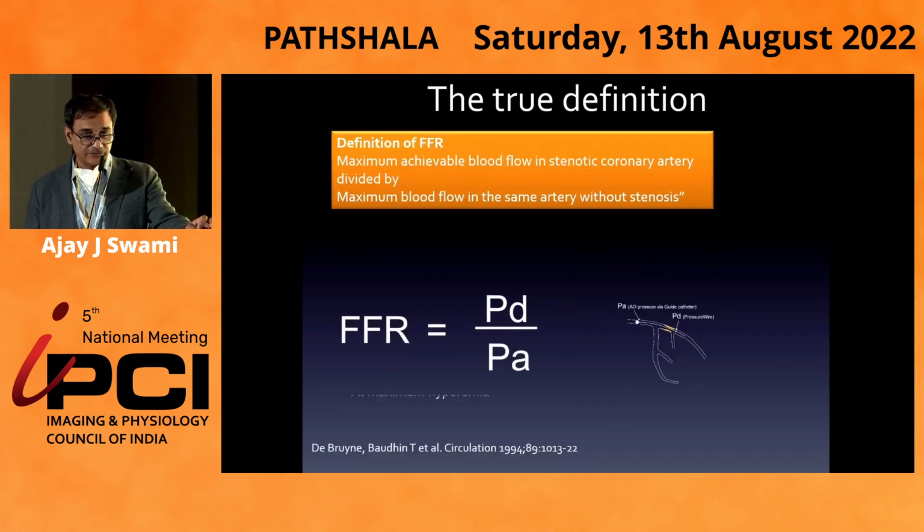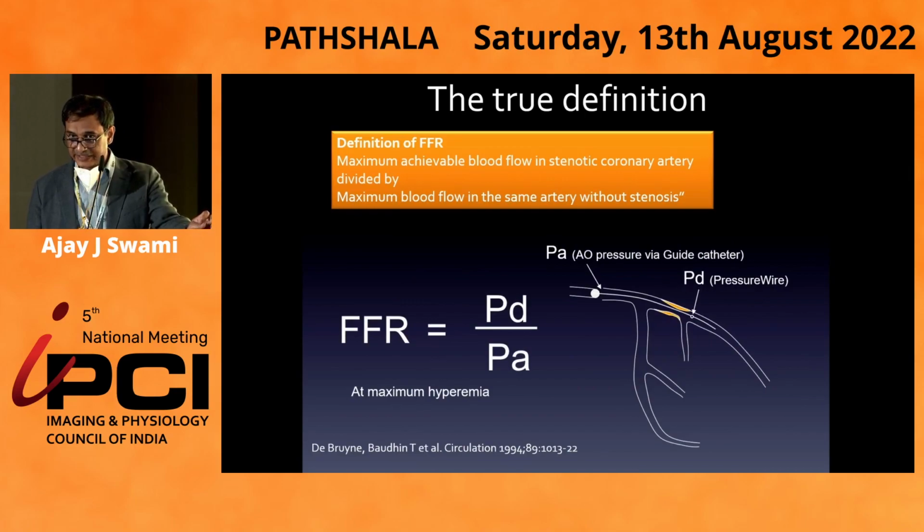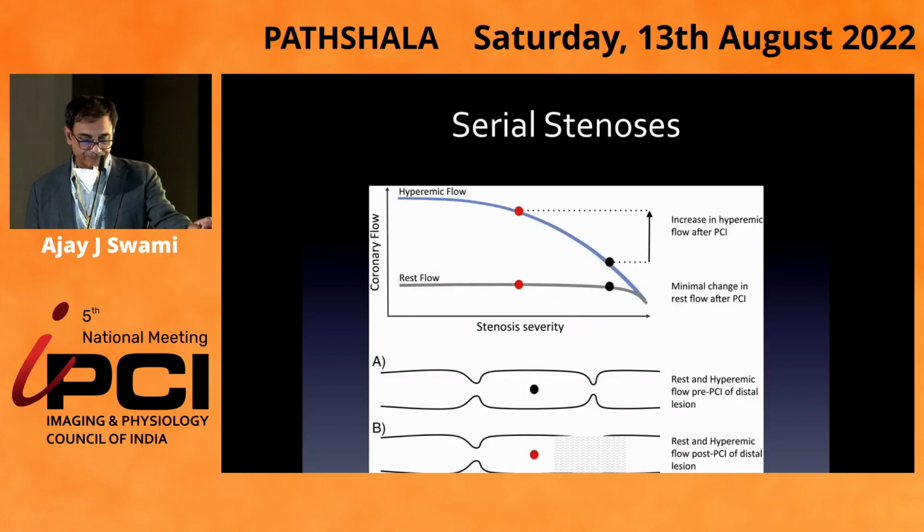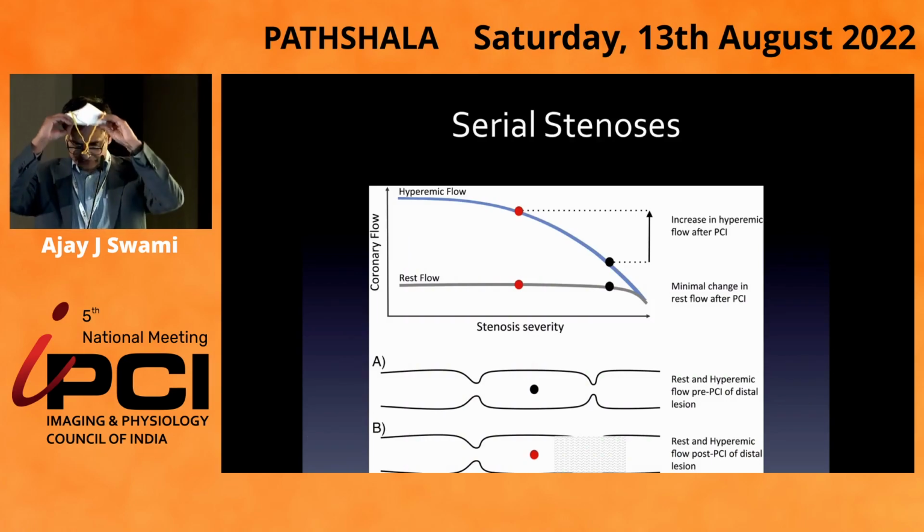The true definition of fractional flow reserve that has emerged as the gatekeeper for the performance of the angiogram is the maximum achievable blood flow in a stenotic artery divided by the maximum flow in the same artery without stenosis. And this is something that we all know and are familiar with. Now, FFR incorporates lesion severity, myocardial territory and viability, as well as collateral perfusion into the calculations that are inherent. Serial stenosis is one of the unmet needs of this particular physiological technique.